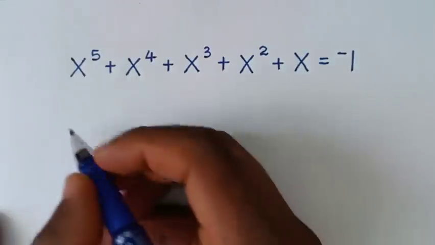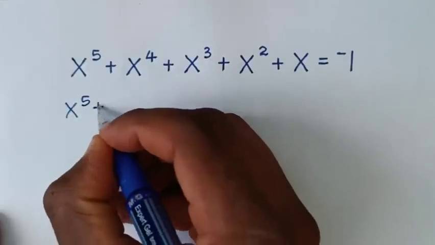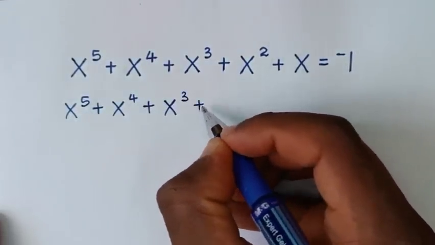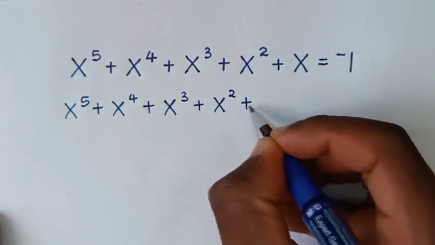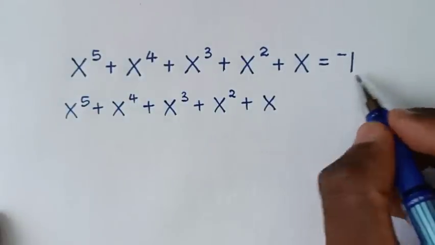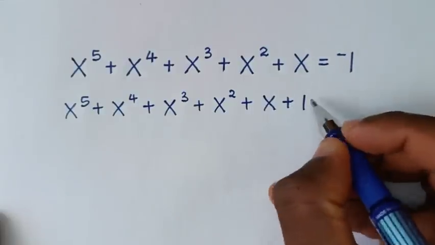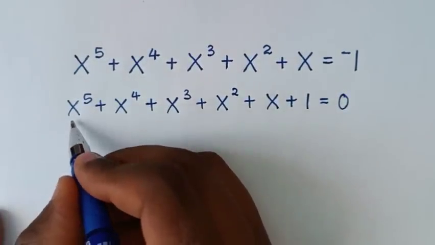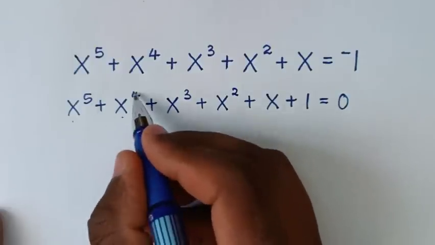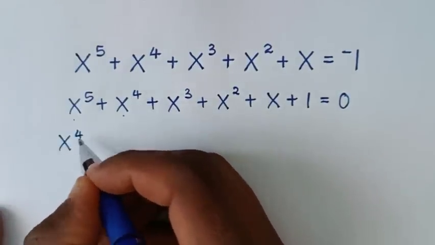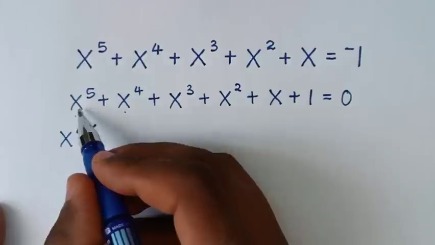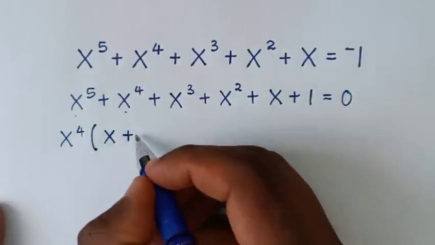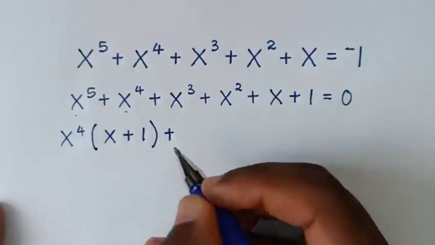So it will be x^5 + x^4 + x^3 + x^2 + x. This -1 will go to this side, it will be plus 1 is equal to 0. Then in the next step, from here x^5 + x^4, x^4 is common. So we'll take x^4 out of the bracket. Then x^5 divided by x^4 is x, plus x^4 divided by x^4 is 1, bracket, then plus.